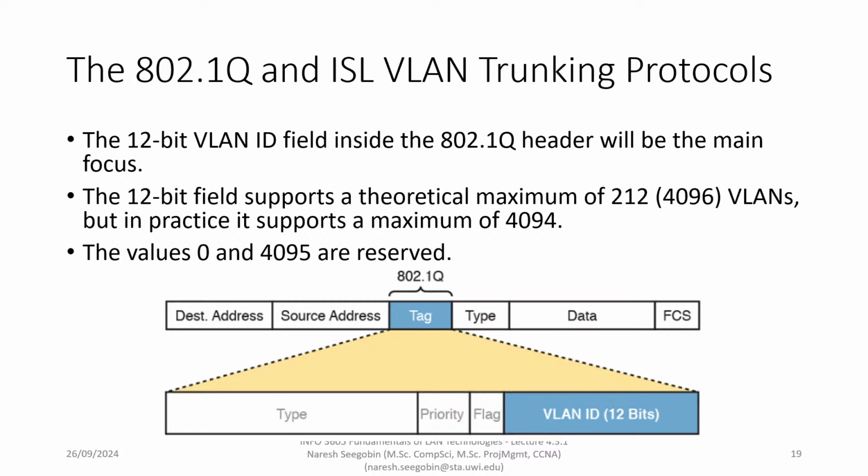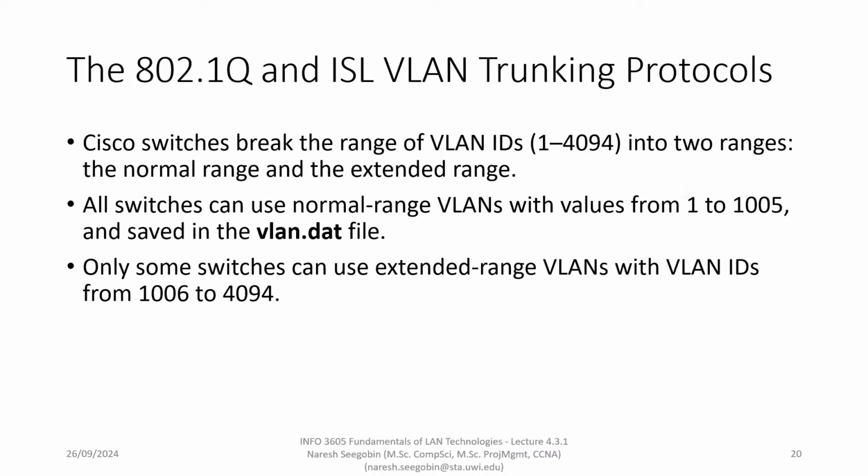So you have the tag, the priority flag, the VLAN ID, and the reason why it's 4096 is that it's 12 bits. 2 to the power 12 is 4096, and that's where your limit is. When you start to talk about spanning tree protocol and bridge IDs, they will use per-VLAN spanning tree. We're going to start seeing that the VLAN numbers actually calculate into the spanning tree values. We'll see how that goes.